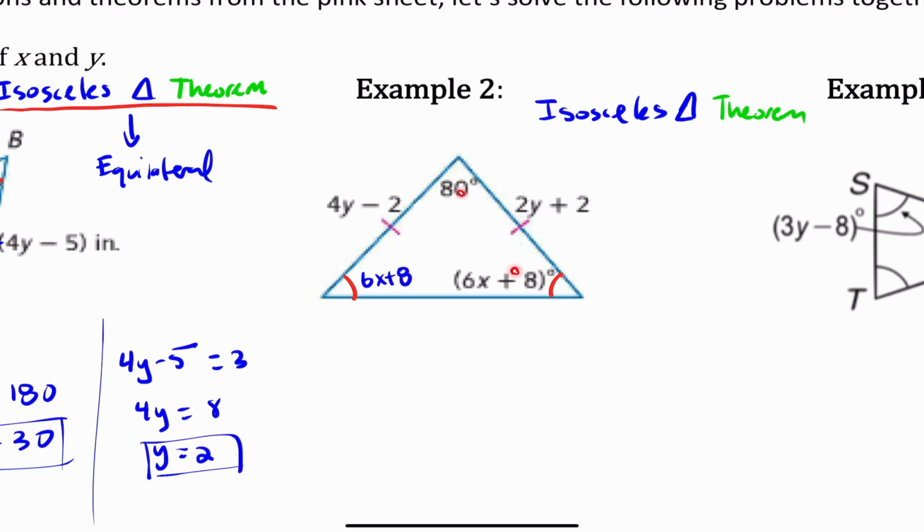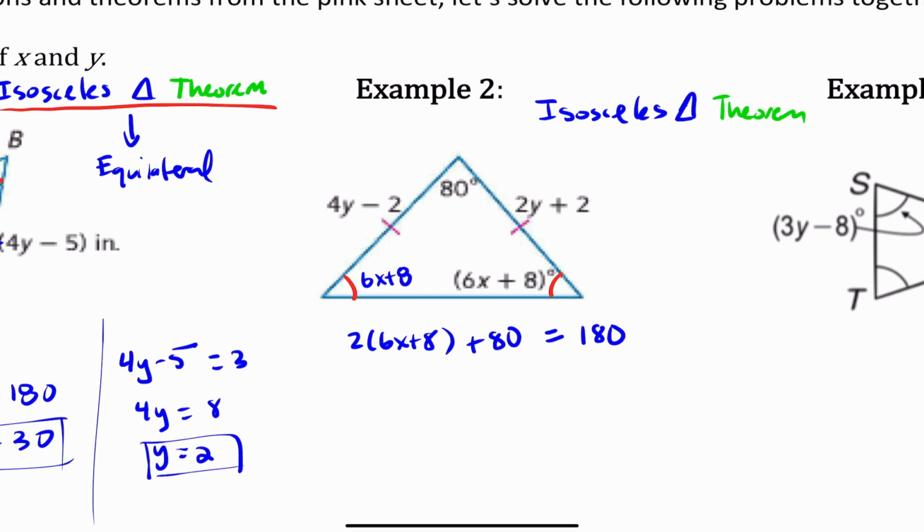So look, I have all the angles, and if I were to add these angles up, they should equal 180. So basically, I can do 6x plus 8 plus 6x plus 8 plus 80. So 2 times 6x plus 8. The reason I'm doing 2 times the quantity 6x plus 8 is because there are two 6x plus 8s, right? Instead of writing 6x plus 8 plus 6x plus 8, I'm going to say 2 times 6x plus 8. And then I'm going to add the 80, and I set that equal to 180, okay?